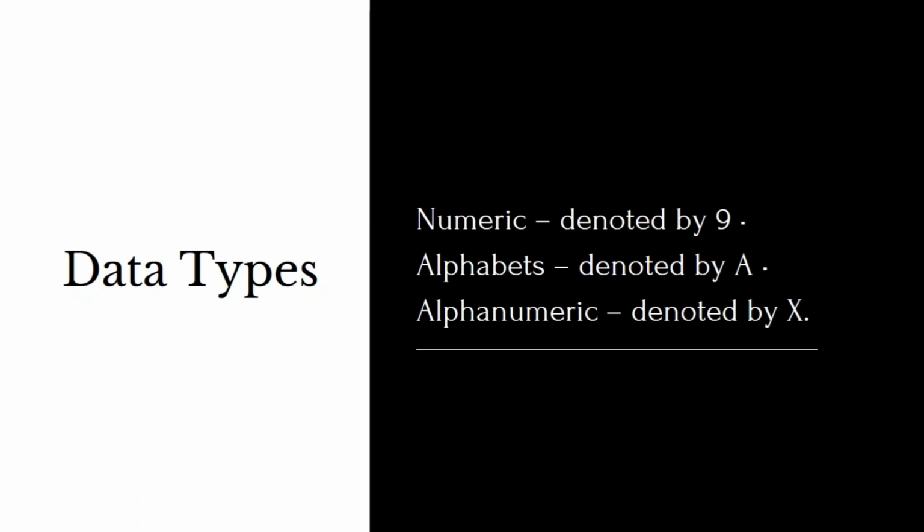Data types. There are 3 data types present in COBOL. First is numeric, which is denoted by 9. Second one is alphabetic, denoted by A. And third one is alphanumeric, which is denoted by X.